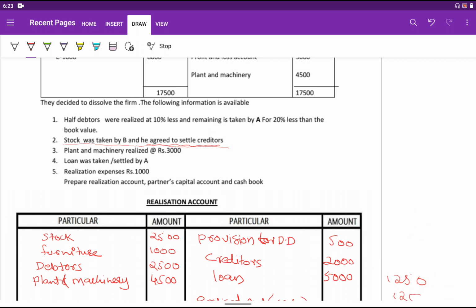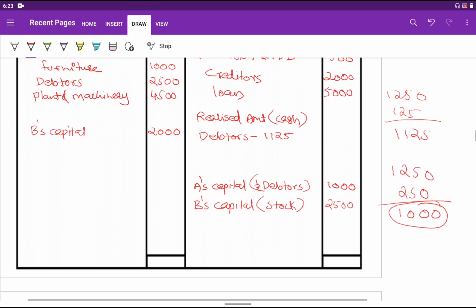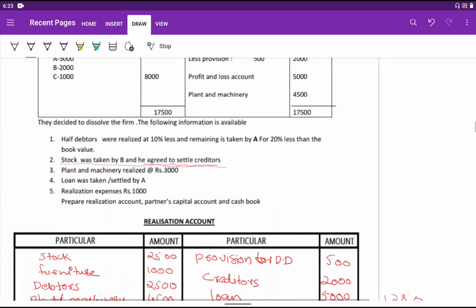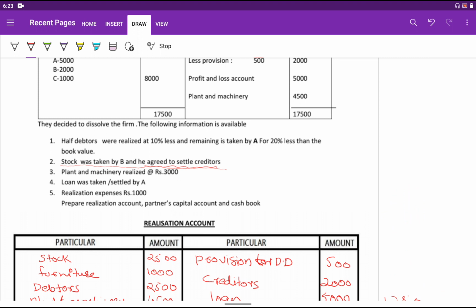Now the third adjustment: plant and machinery realized at rupees 3000. No adjustment is given for plant and machinery, only the realized amount. So you can write plant and machinery in the realized amount column, that is 3000. No other adjustments are given, so we can directly write it in the realized amount column.